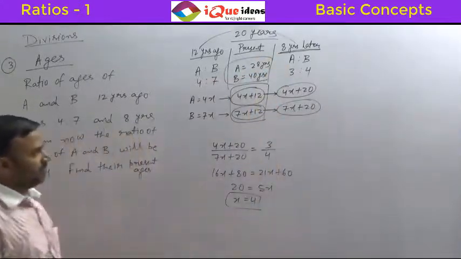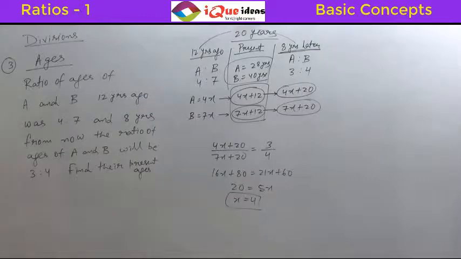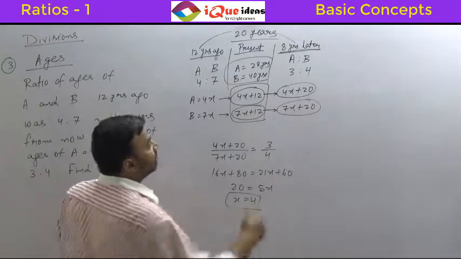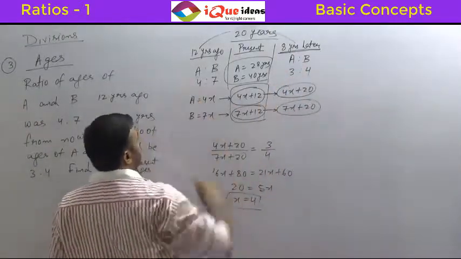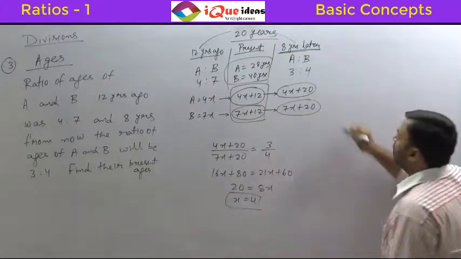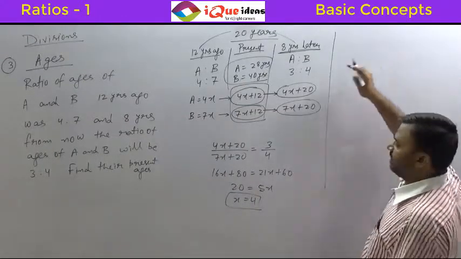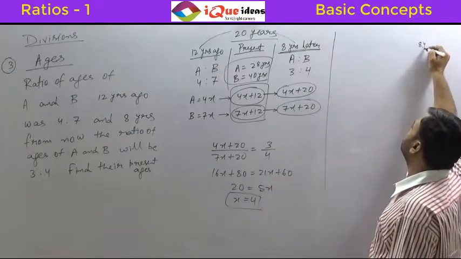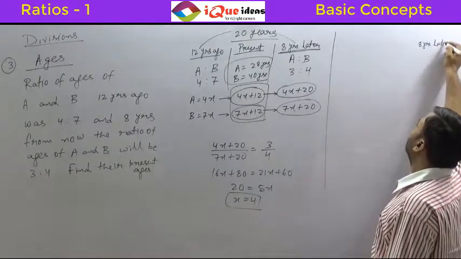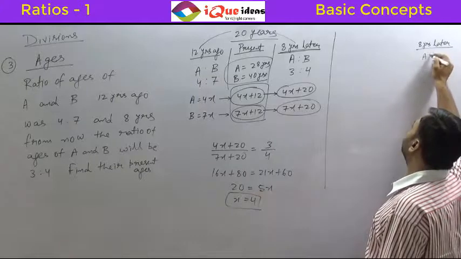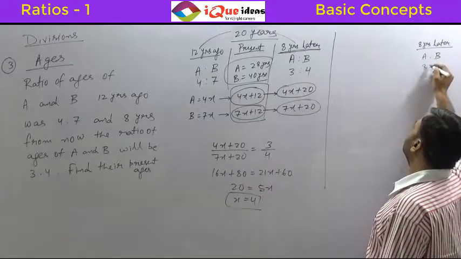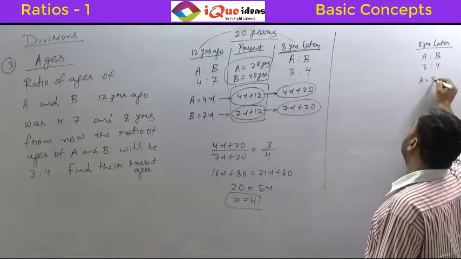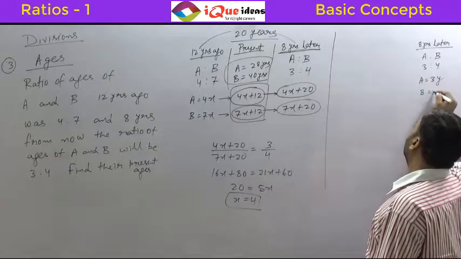Okay. So this is one way of doing this question, wherein we have started with this. What we could have also done, we could have started from here and subtracted. So I'll take that one also. This is a different method. Suppose we started from this situation 8 years later, and we put a variable as A is to B 3:4, and we say A is equal to 3y and B is equal to 4y.